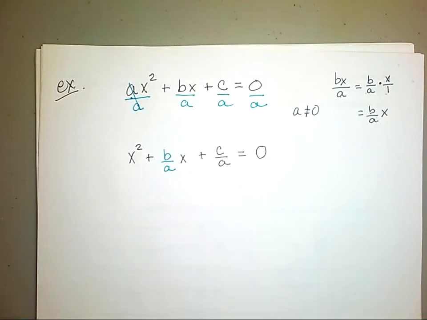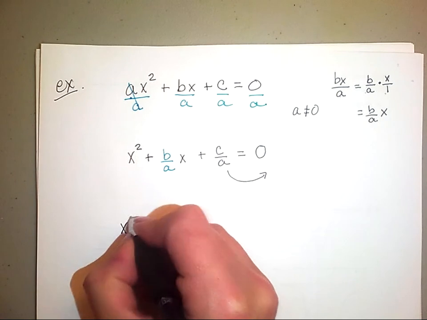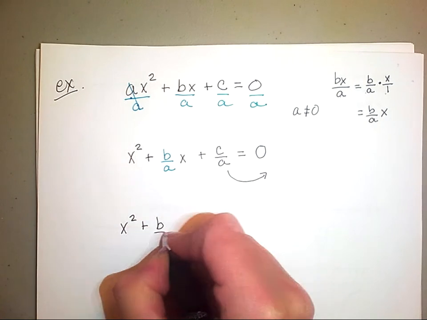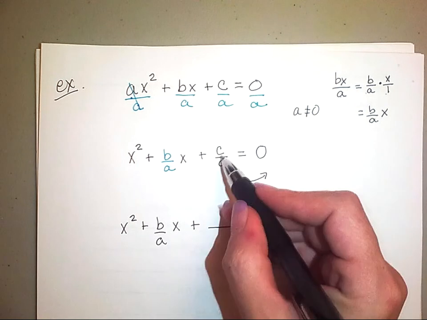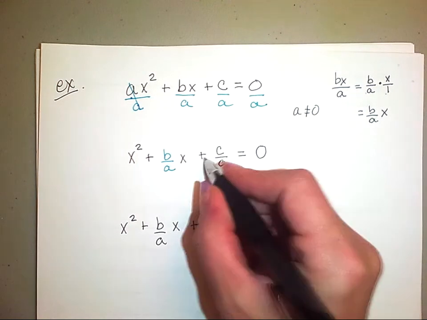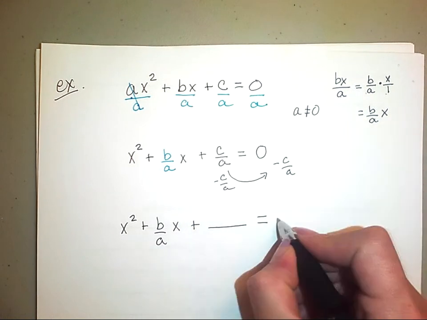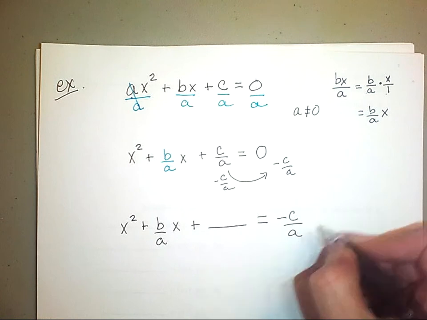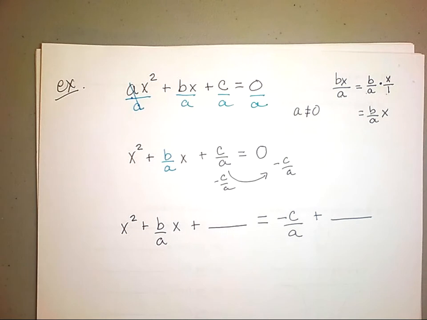Okay, now let's prepare to complete the square. I need to move this over. So x squared plus b over a x. Going to add something to this side. And how do I move this over? Well, since I'm adding c over a, I'm going to have to subtract c over a from both sides. And then I'm going to add in that blank, because I have to remember to do it to both sides.